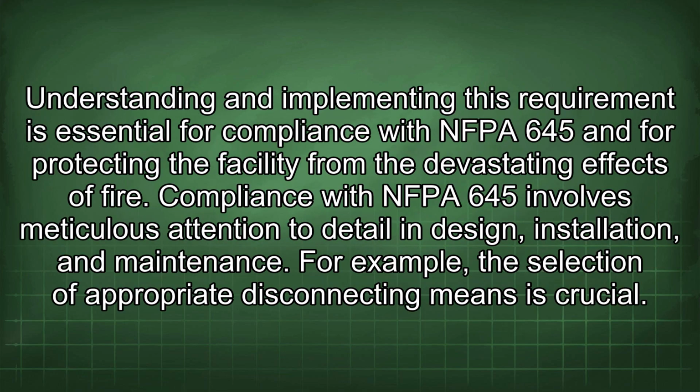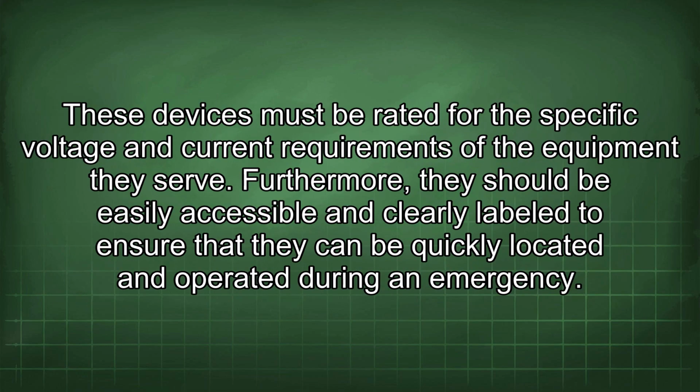Understanding and implementing this requirement is essential for compliance with NFPA 645 and for protecting the facility from the devastating effects of fire. Compliance with NFPA 645 involves meticulous attention to detail in design, installation, and maintenance. For example, the selection of appropriate disconnecting means is crucial. These devices must be rated for the specific voltage and current requirements of the equipment they serve. Furthermore, they should be easily accessible and clearly labeled to ensure that they can be quickly located and operated during an emergency.